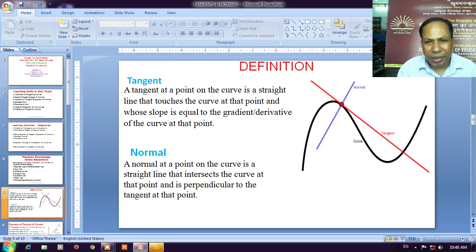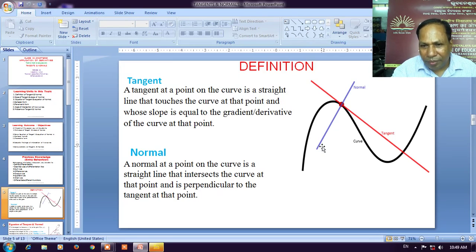Now coming to the definition of tangent. What do you mean by tangent? A tangent is a straight line which touches a given curve exactly at one point. We call it a tangent to that curve at that point. So here in this case we find that this red line touches this curve exactly at one point. So it is a tangent to the curve at that particular point.